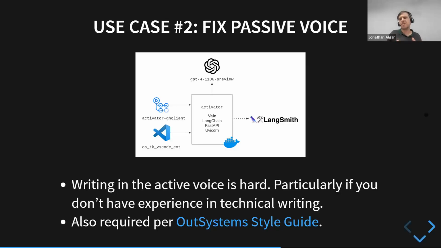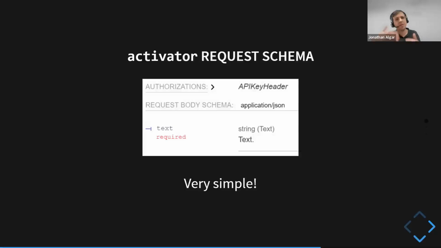So this use case fits into that second broad use case category that we saw earlier of providing suggestions for bringing content into compliance with the OutSystems style guide. The request schema for this service doesn't require the text to be markdown formatted here because there's no special syntax. It's essentially just passing the sentences.